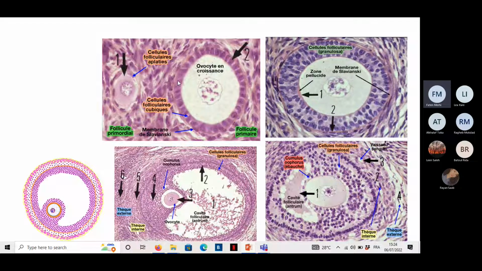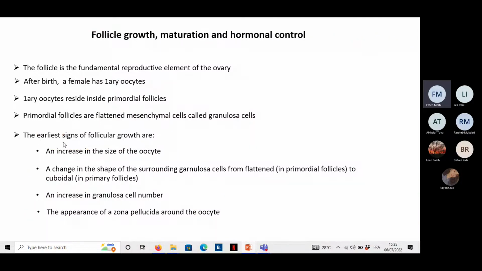And we will have multiplication of the number of layers of those granulosa cells. So we will have more than one layer. So this is also another sign of the maturation of a follicle. We will have also an increase in the size of the oocyte. Look at the oocyte here in the primordial follicle and the oocyte here in the primary follicle, okay? So we have an increase in the size of the oocyte. This is another sign of the maturation or follicular growth. Those are the signs of the follicular growth. So we have an increase in the size of the oocyte, a change in the shape of the surrounding granulosa cells from flattened to cuboidal, an increase in the granulosa cell number, and the appearance of what we call the Zona Pellucida.